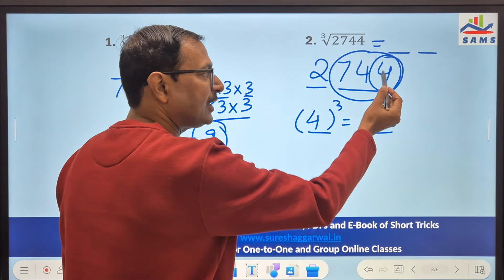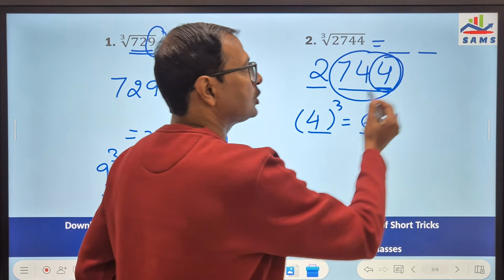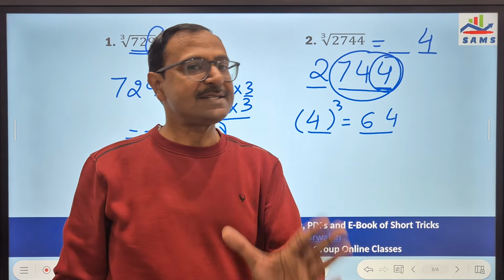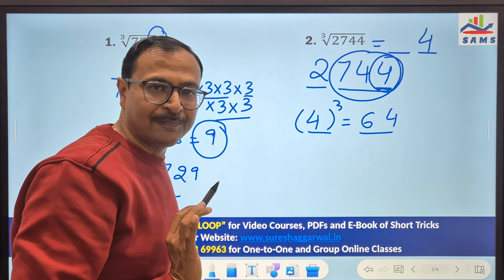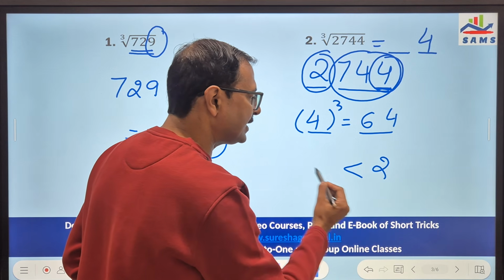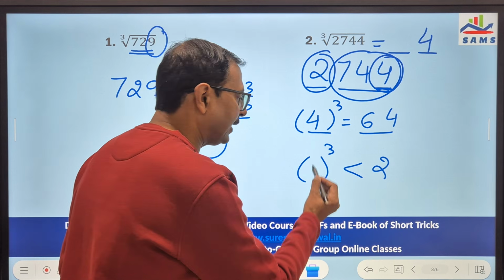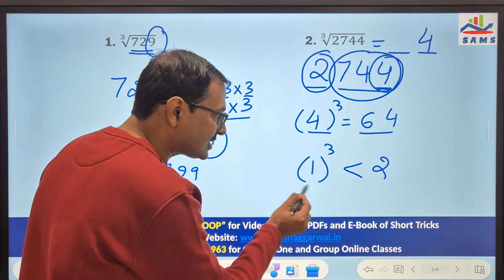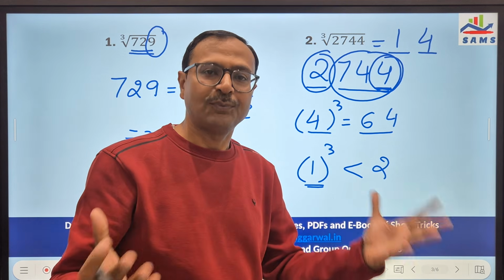So if the unit digit is 4, then your answer for this question is also going to end in 4 only, because 4 cube is 64, which ends in 4. Fine. Now that is the use of this 744. Now coming to this remaining number 2. Now 2 is greater than which cube? If I ask you what to fill in the bracket, you will immediately say 1, because 1 cube is 1 only, which is less than 2, right? And therefore this 1 forms the remaining part of my answer, and your answer for the question is 14.